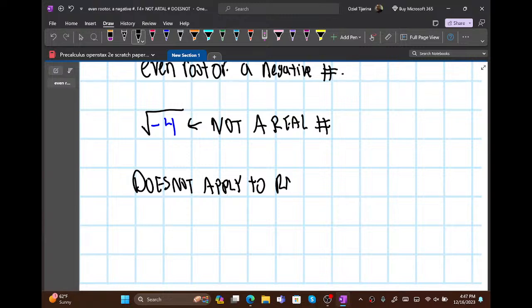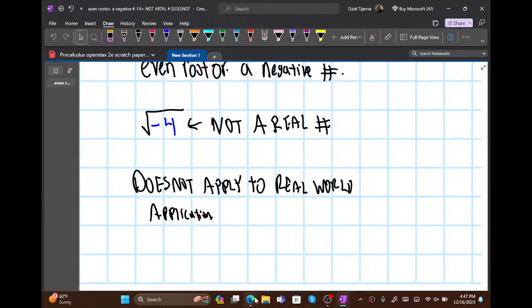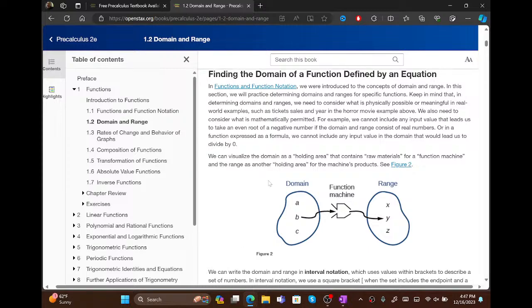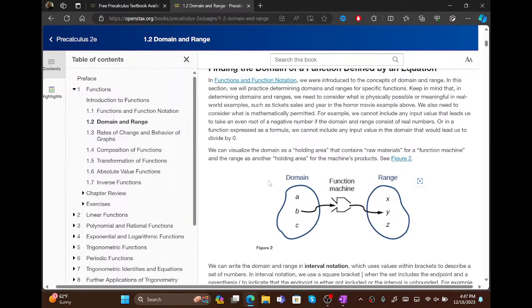To real world application. So I just want to make that clear. Anytime we have negatives, especially something like this, it isn't even a real number, so we cannot consider that to be in the domain of any function, because it's not a real number, and we will get more into that hopefully once we get into the complex numbers, if they do cover those in this book.